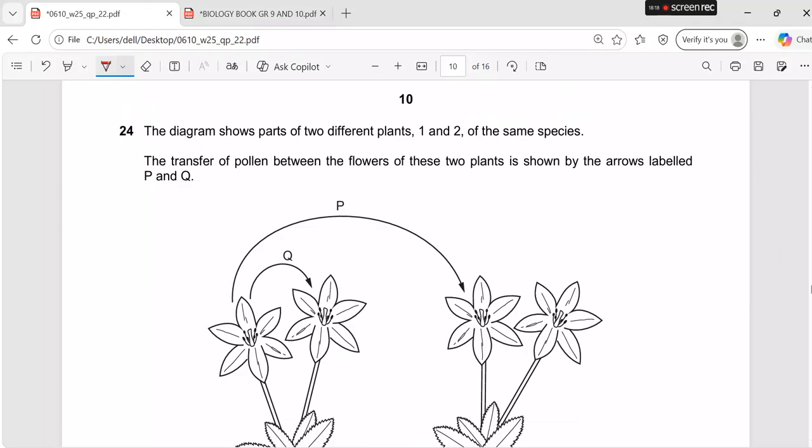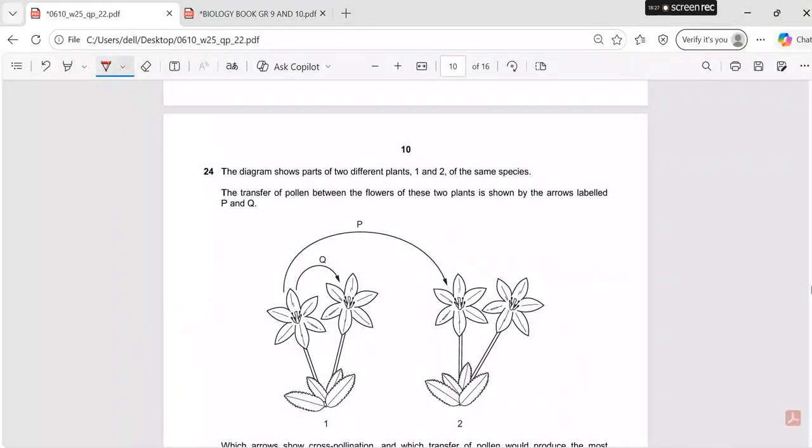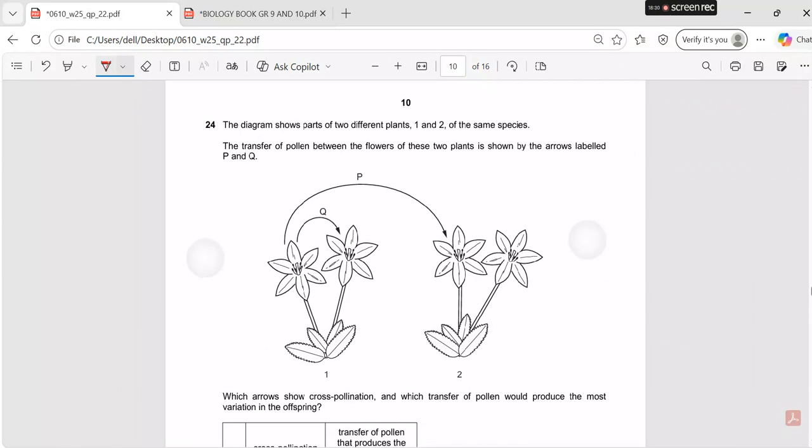Okay, 24. The diagram shows, let me zoom in, make it small so that we can see. Okay, the diagram shows parts of 2 different plants, 1 and 2, of the same species. Okay, this is interesting. There are 2 different plants, but they are same species. The transfer of pollen between the flowers of these plants is shown by the arrows labeled P and Q.